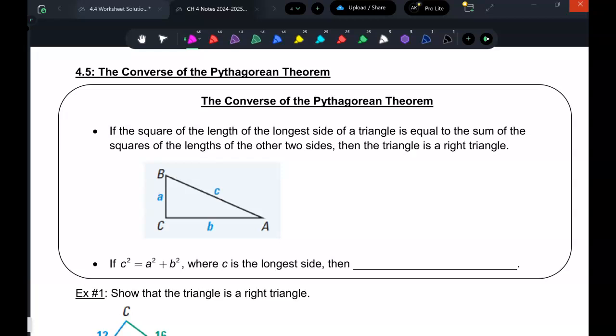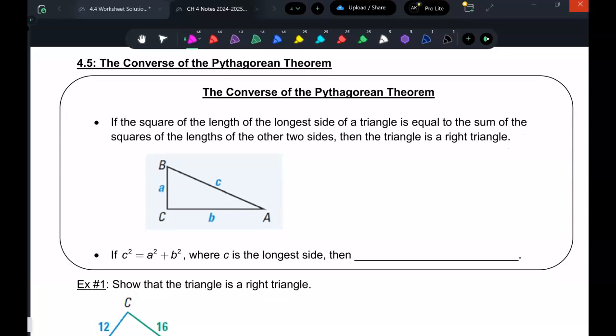Okay, converse of the Pythagorean theorem. The converse means we switch things around. So if c squared equals a squared plus b squared, or if a squared plus b squared equals c squared, then it is a right triangle.